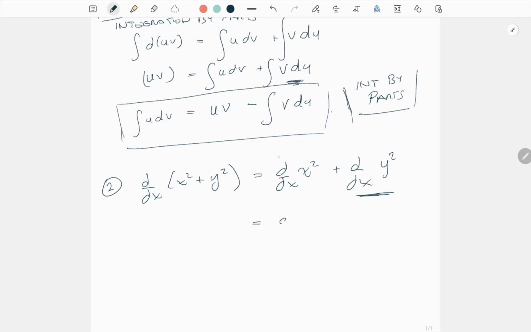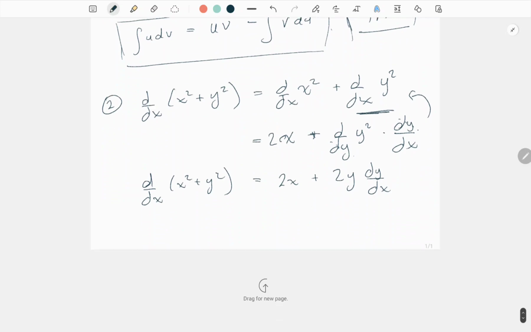So we know the derivative of x squared is just 2x, plus, now, to get the derivative of y squared, we need to say d by dy of y squared times dy by dx. You see how the y's cancel? They would cancel, so you still have d of y squared by dx, just like we have above. But we've applied the chain rule here. So what's that? Well, we have 2x plus 2y dy by dx, and that is d by dx of x squared plus y squared. Okay, great.